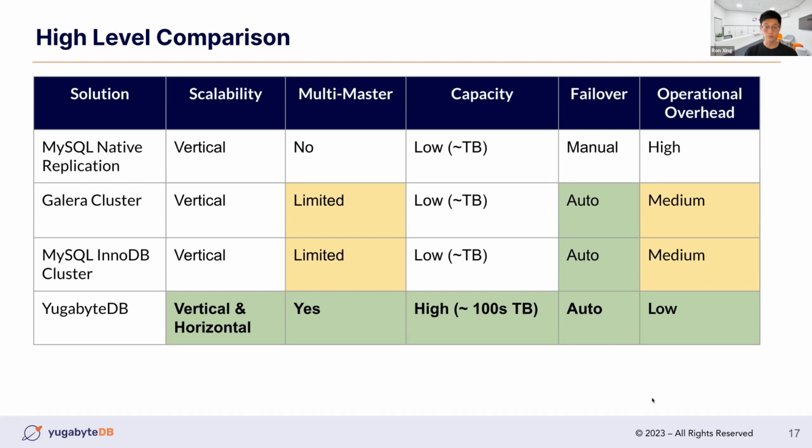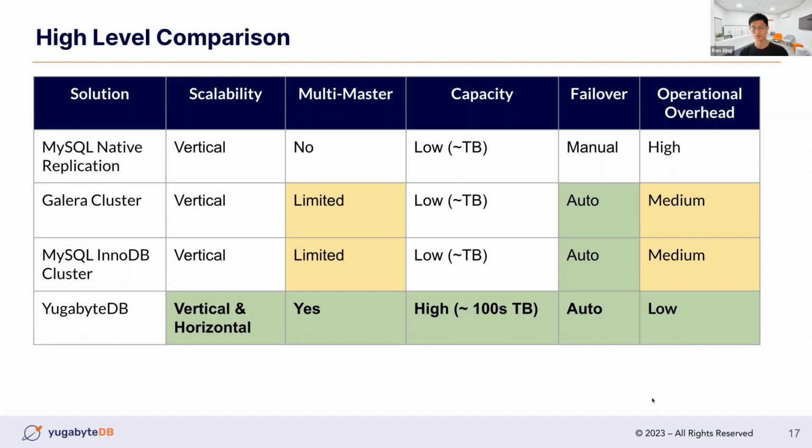Then in terms of failover, both Galera cluster, InnoDB cluster, as well as YugabyteDB support auto failover. For native MySQL replication, by default it's manual, but you can use third-party tools or load balancers to build on top to make it automatic, though there is extra work you need to do, right? And in terms of operational overhead, for native replication, the operational overhead is of course very high.